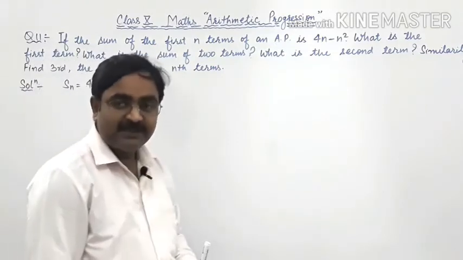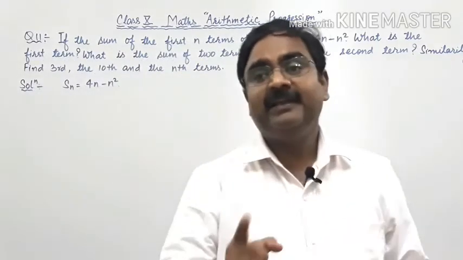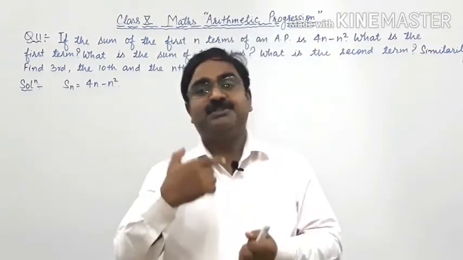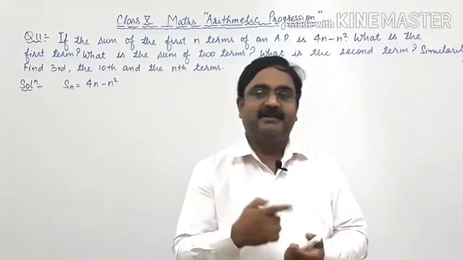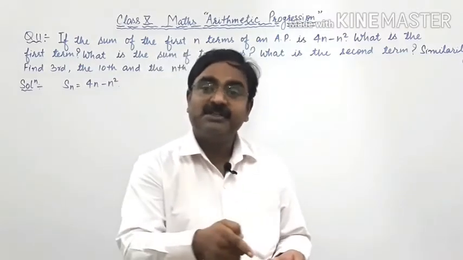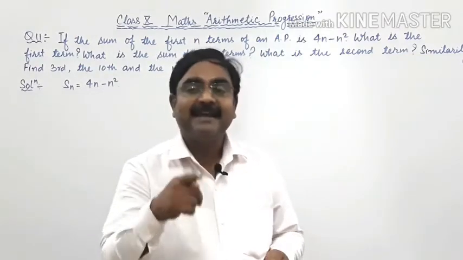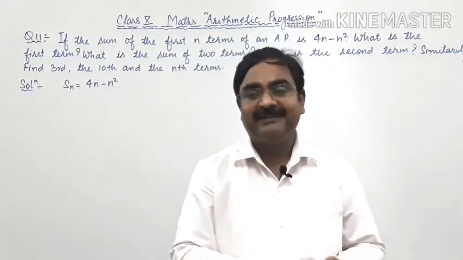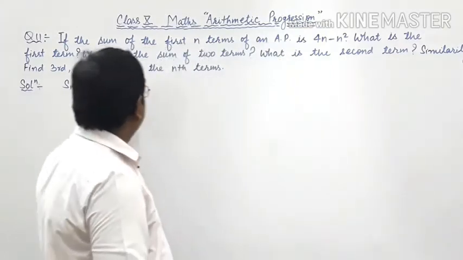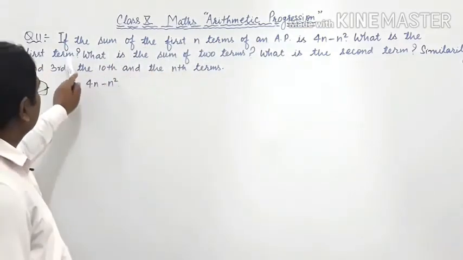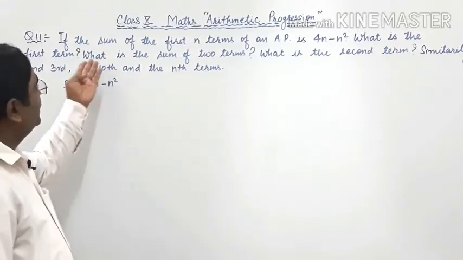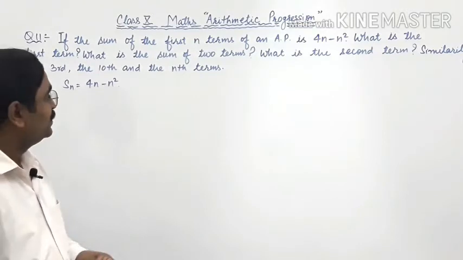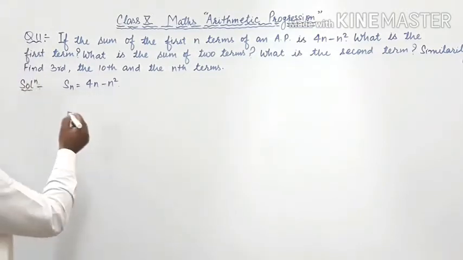First term means either A1 or A, or you can say S1 also. S1 means sum of first one term, and there is one term, so it is also known as S1, or you can say first term, or you can say A1, right? Find what is the first term. Then the second question is asking, what is the sum of two terms? It means S2 is asked. Okay, let us solve the first.